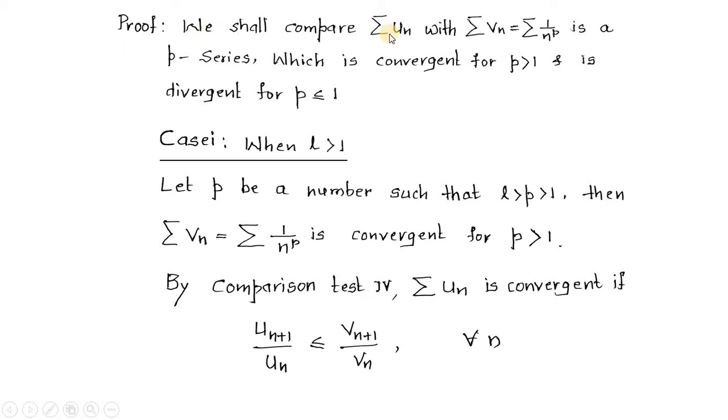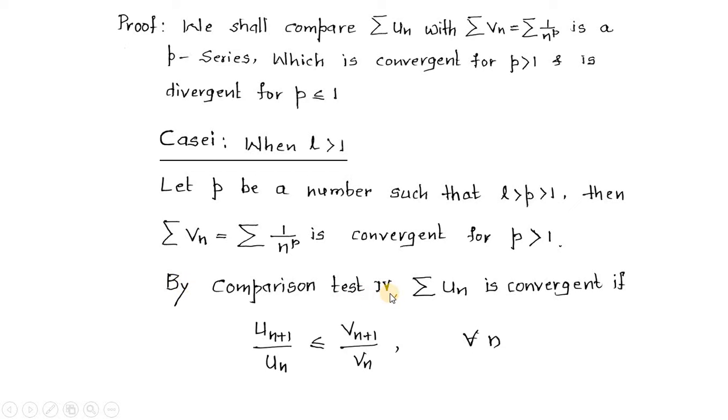We shall compare sigma un with sigma vn, which is equal to sigma 1 by n raised to p, a p series which is convergent for p greater than 1 and is divergent for p less than or equal to 1. We'll have case 1 when L is greater than 1. Let p be a number such that L is greater than p, where p is greater than 1. Then sigma vn, equal to sigma 1 by n raised to p, is convergent, as we know for a p series where p is greater than 1.